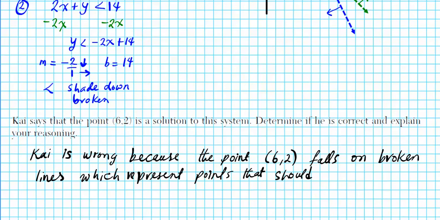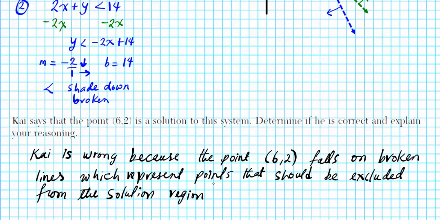Broken or breakage means exclusion, which represents points that should be excluded from the solution region. Okay, to be specific, these are boundary points that should be excluded. Boundary points, boundary points. So the boundary sometimes could be included, the boundary sometimes could be excluded. In order for the boundary to be included, that line must be solid, okay?